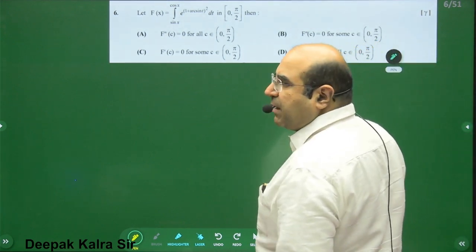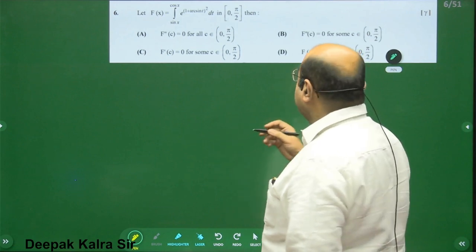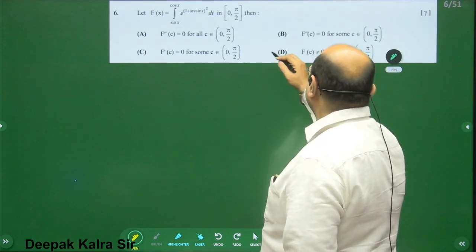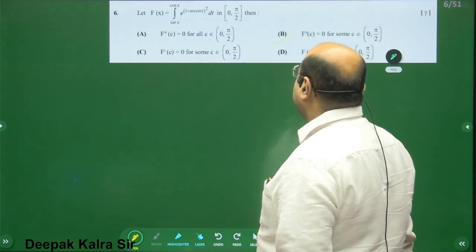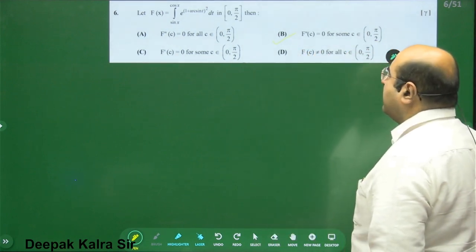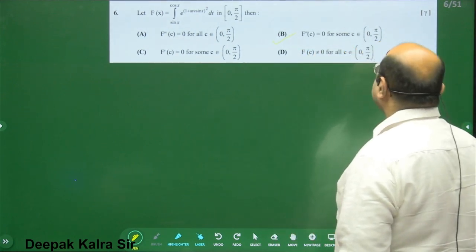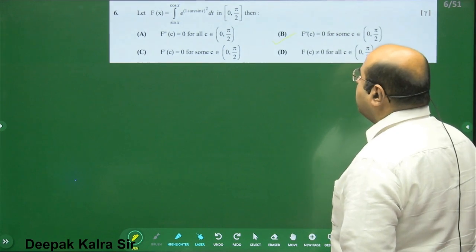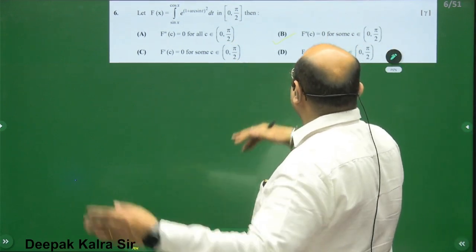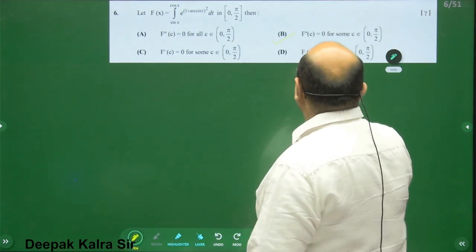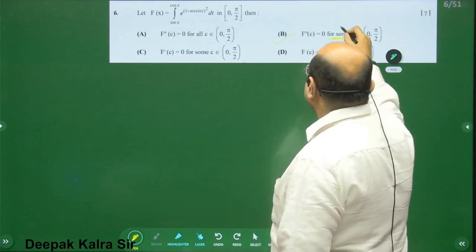Correct option I should give. So the correct option is, I think this one is there. And this is also the same. You must have written it. No, for some C it is there. So it is the correct option.